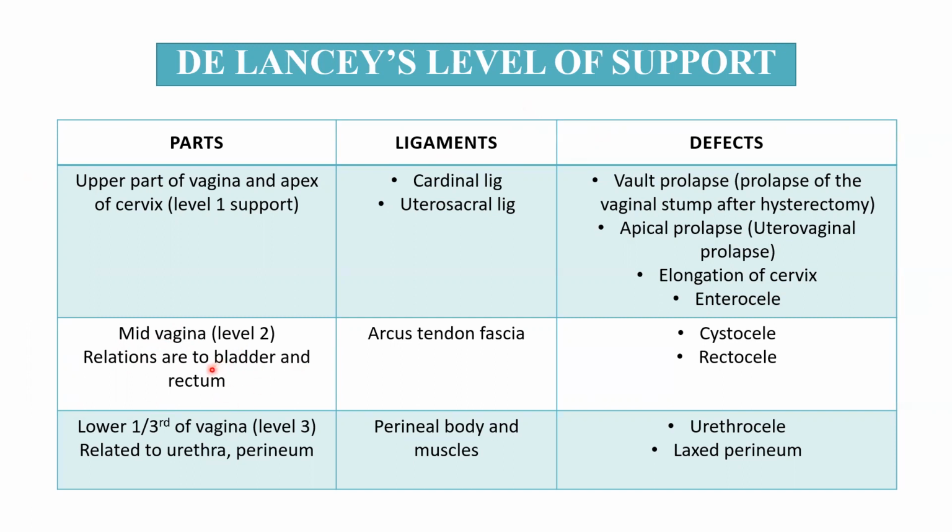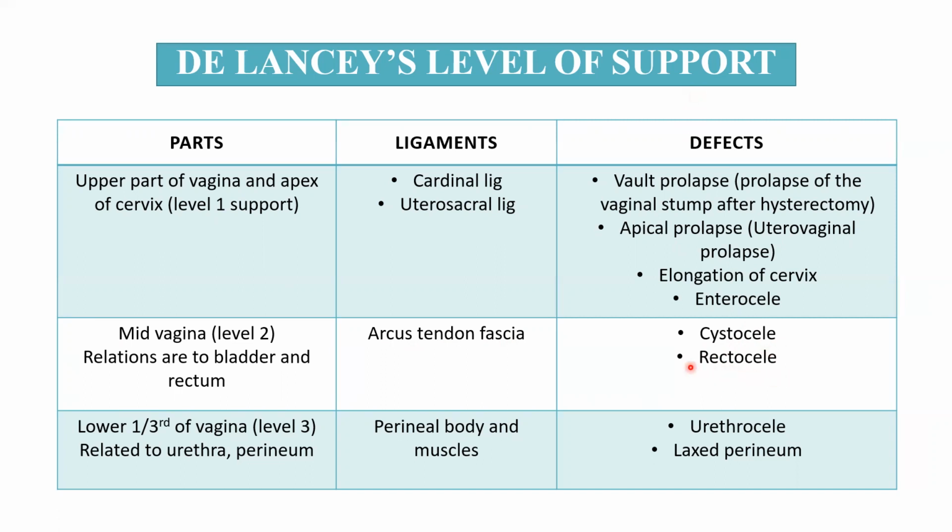Bladder and the rectum. Now, when we talk about bladder and rectum, it is very clear what damages are going to happen. With respect to this, one more thing you need to know is the ligament that gives support to that, and that is the arcus tendon fascia, and also the levator ani muscles. Plus, now what is going to happen? The damage that is going to happen is the cystocele and the rectocele.